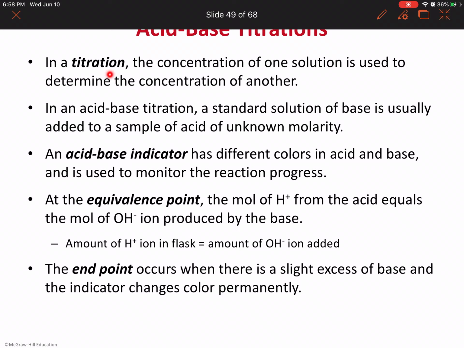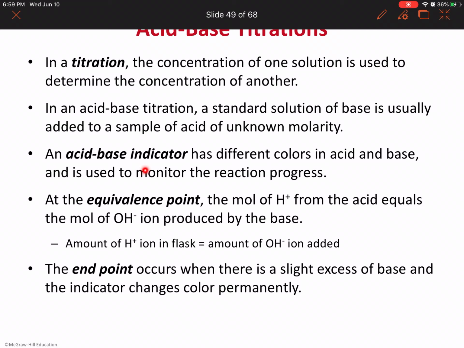In a titration, the concentration of one solution is used to determine the concentration of another one. In an acid-base titration, a standard solution of base is usually added to a sample of acid of unknown molarity. So, we know the concentration of base, but we don't know the concentration of acid. Or sometimes you can do the other way around too. You can do a titration with the known molarity of acid and unknown molarity of a base. Both ways are possible.